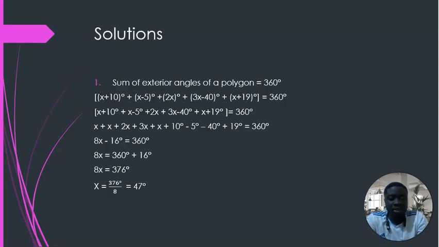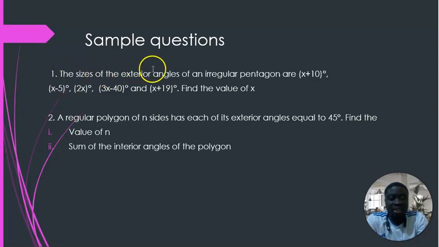Now let's take the first one. They said the sizes of the exterior angles of an irregular pentagon are x plus 10, x minus 5, 2x. So what does it mean? They are talking about exterior angles, which are formed outside the polygon. Exterior means the angles are forming outside, where there has been an extended line. Irregular means that these angles are not the same.